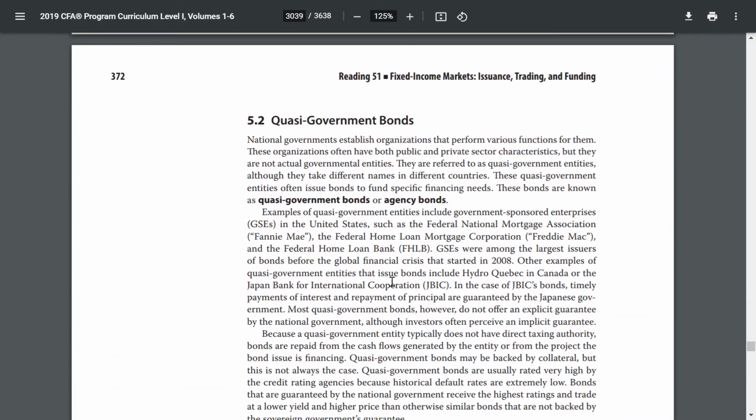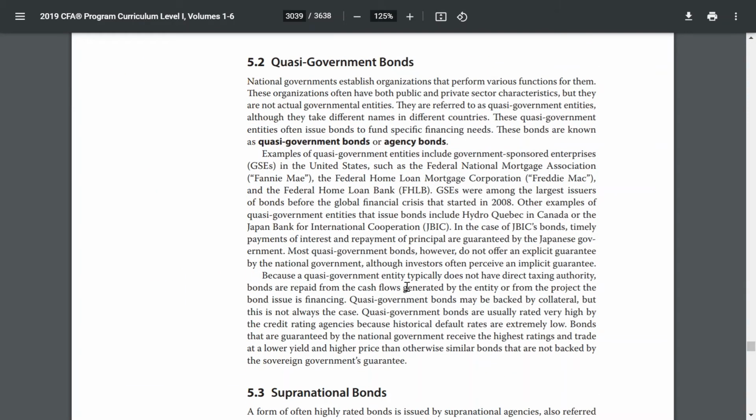Quasi-government bonds: national governments establish organizations that perform various functions for them. These organizations have both public and private sector characteristics, but they are not actual government entities. They are referred to as quasi-government entities. Although they take different names in different countries, quasi-government entities often issue bonds to fund specific financing needs. The bonds are known as quasi-government bonds or agency bonds.